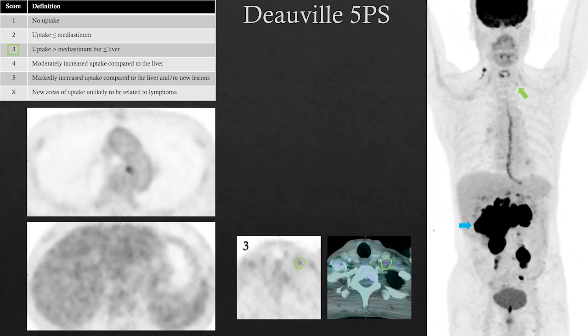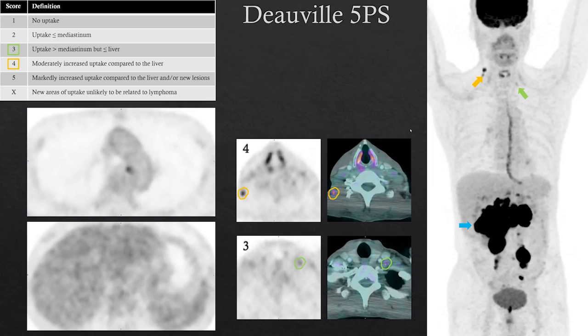So here we have some examples. Looking at this area, this is a node. Look at the uptake over here. Looking at blood pool activity and hepatic activity, this seems to be greater than mediastinal blood pool levels of uptake, but is somewhat similar to hepatic levels of uptake. So this would be Deauville score 3.